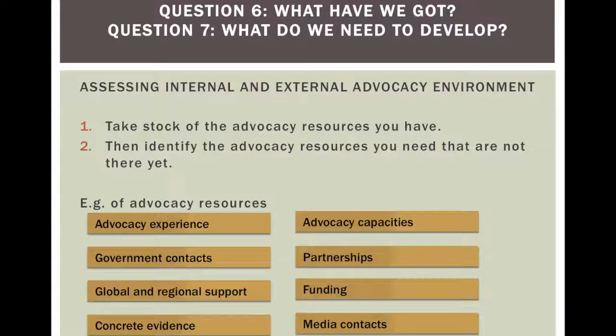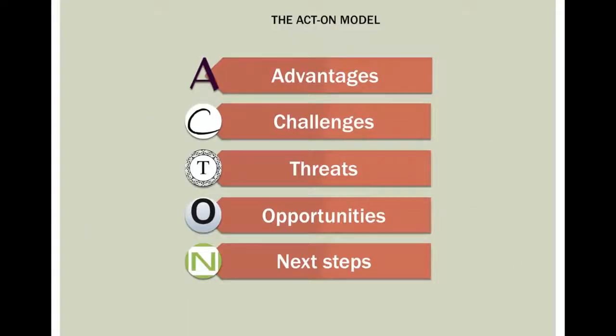This assessment can be done effectively using the ACT ON model. Here, A stands for advantages that you may have that will significantly increase your capacity for effective advocacy. C is for challenges. This requires an environmental assessment, but it begins by looking at the organization internally. T stands for threats. The idea here is to turn a threat into an opportunity. O is for opportunities that will minimize the threats and advance the agenda. And N is for next steps that must be identified.